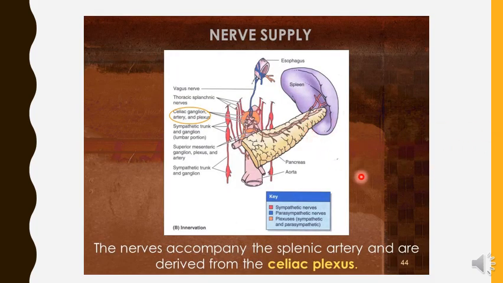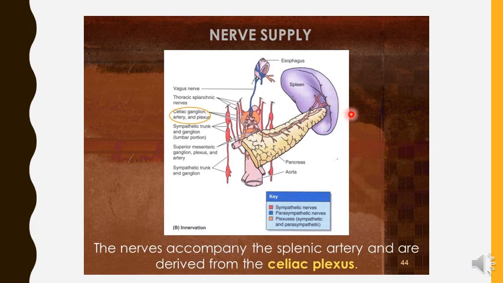The nerve supply. The nerves accompany the splenic artery and are derived from the celiac plexus. Here the celiac artery is there. Surrounding the celiac artery there are the celiac plexus and celiac ganglion. Those plexuses run along the splenic artery, and they are going to supply the spleen. So remember, the celiac plexus is going to supply the spleen, right? So this is in short about the spleen.